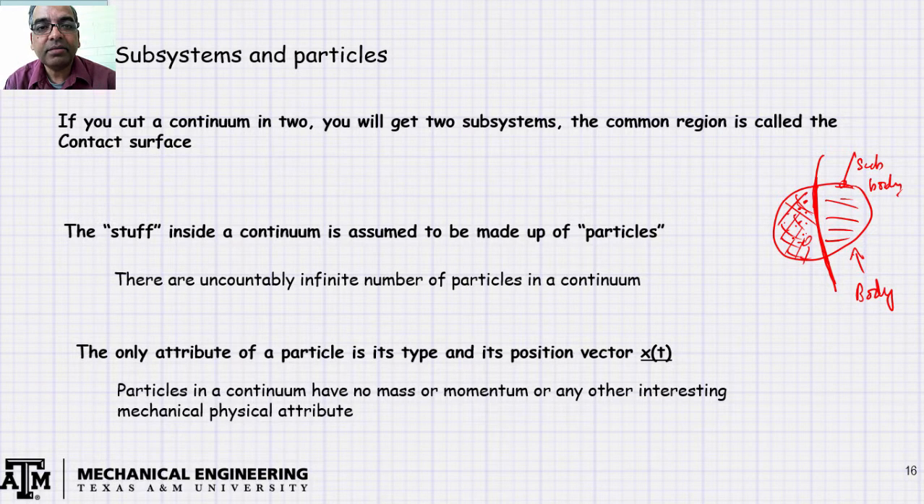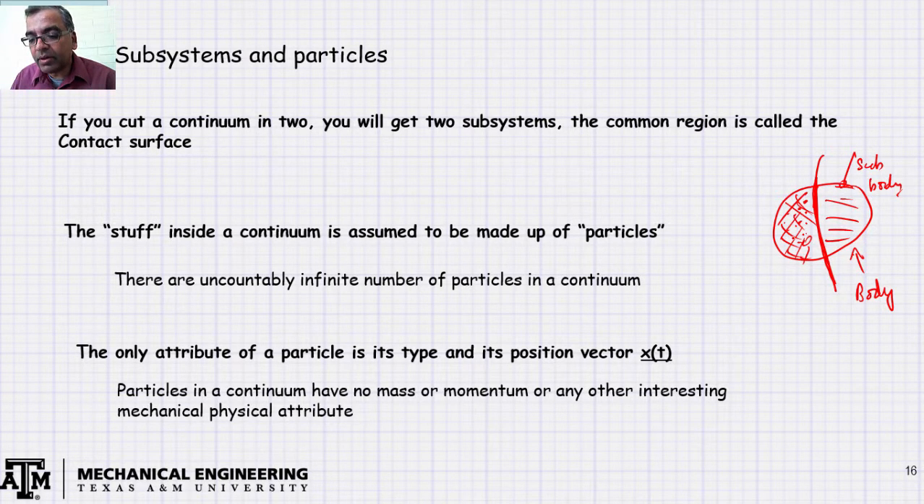It cannot have mass, cannot have momentum, none of the interesting properties you can attribute to the particle. So it's very limited in what you can do to it. And the reason for that is because mass and momentum and all of that, if each particle has mass, with an uncountably infinite number of particles, the total mass of the body will become infinite. So this is actually a problem. So we have to approach mass and other properties in a different way than what we do. Okay, so this is the price you pay for making something into a continuum.